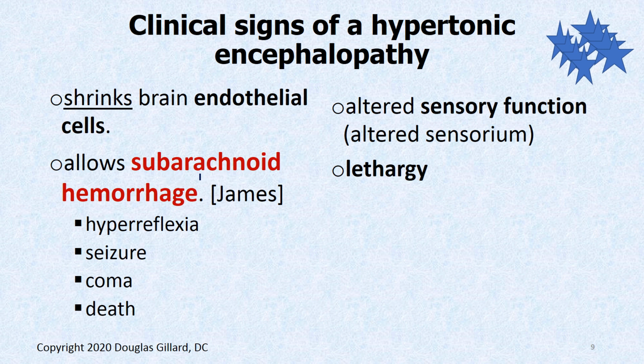But when you get blood in the subarachnoid space, it causes vasoconstriction of the other surrounding blood vessels that come into contact with the blood. And that's not good. You start getting brain ischemia and brain death, and there's a stroke. So yeah, that's the story there. So you have hyperreflexia, upper motor neuron lesion signs. I could have put that. UMN signs could be in there. Seizure, coma, and death, lethargy, altered sensory function.